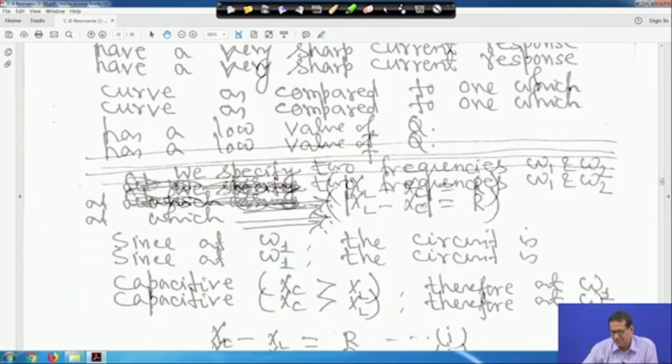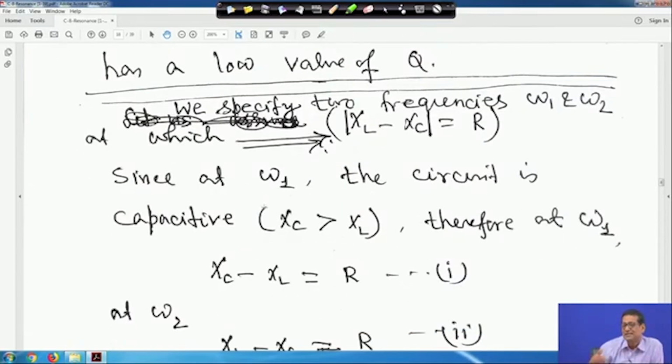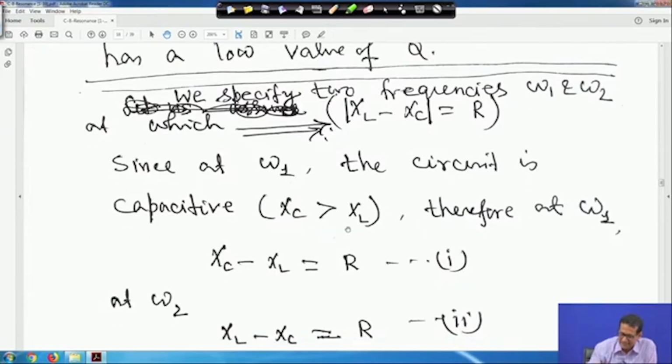Similarly, as I told you, mod XL minus XC is equal to R. At omega 1, which is on the left hand side of that curve, XC is greater than XL, therefore at omega 1 XC minus XL is equal to R. Similarly, at omega 2, on the other side, XC is less than XL, or XL is greater than XC, so XL minus XC is equal to R.